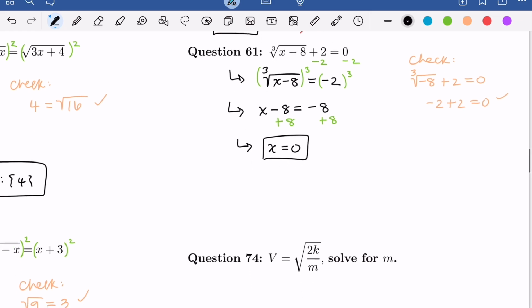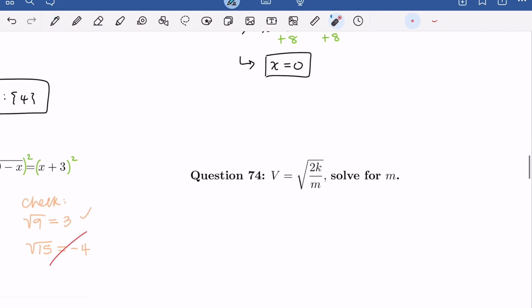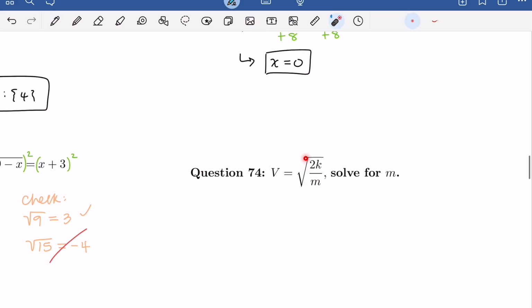And then for our last example in this section here, we're given this formula, and what we want to do is solve for this variable m. So let's do that here. The first thing we're going to do is use our power rule here. So we're going to square both sides of our equation. Doing that, we're going to get v squared is equal to 2k over m.